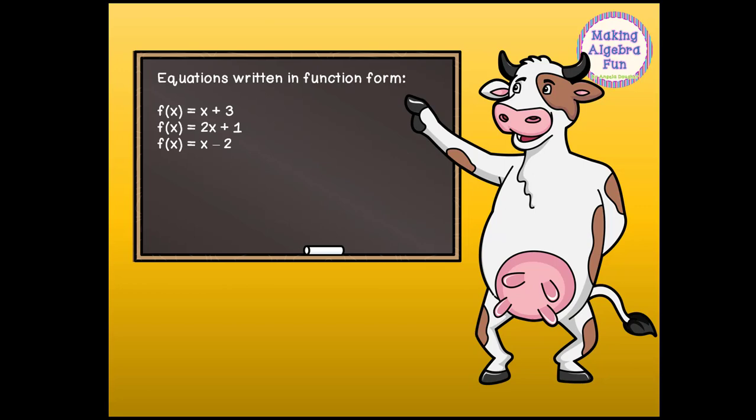You'll see these written f of x instead of y, but they actually mean the same thing. Okay, so f of x equals x plus 3 means the same thing as y equals x plus 3. F of x equals 2x plus 1 means the same thing as y equals 2x plus 1. It's just that f of x can be replaced with y at any time.